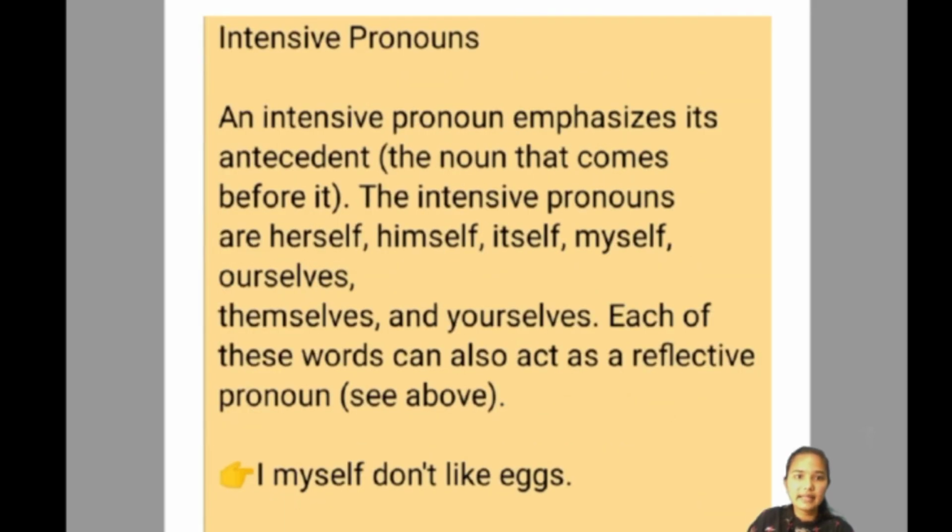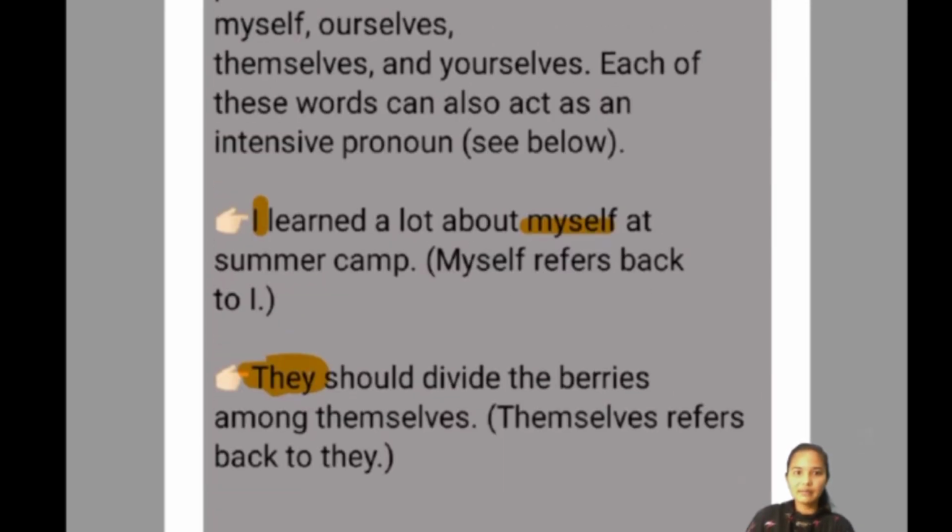What is an intensive pronoun? Let us see. An intensive pronoun emphasizes. When we emphasize something, right? An intensive pronoun emphasizes its antecedent. We have already discussed what an antecedent is: the noun that comes before it. The intensive pronouns are herself, himself, itself, myself, ourselves, themselves, and yourselves. Each of these words can also act as a reflexive pronoun, as we have seen above.